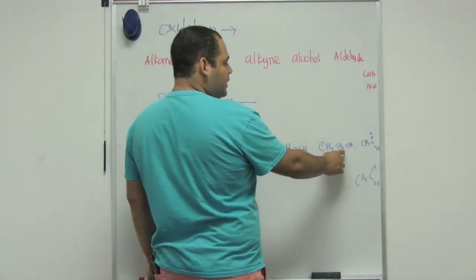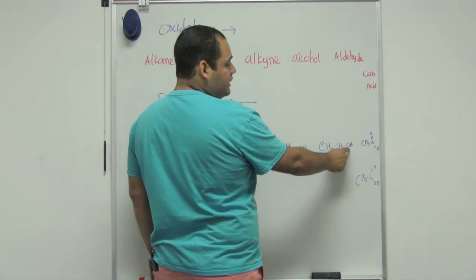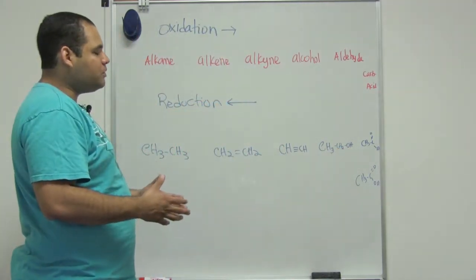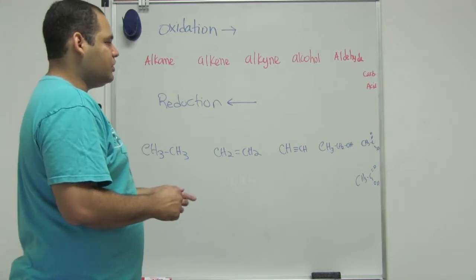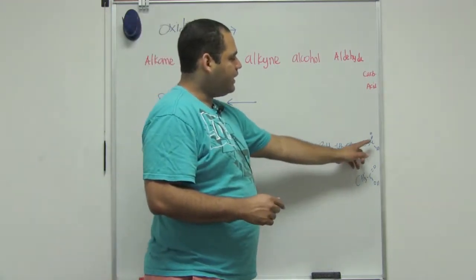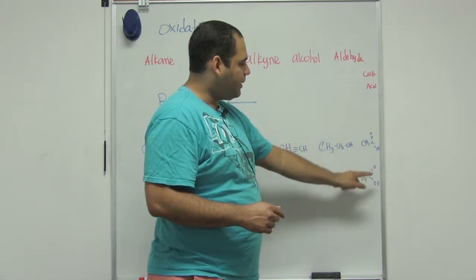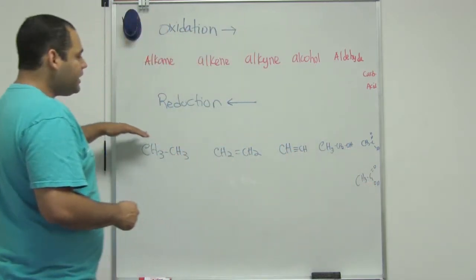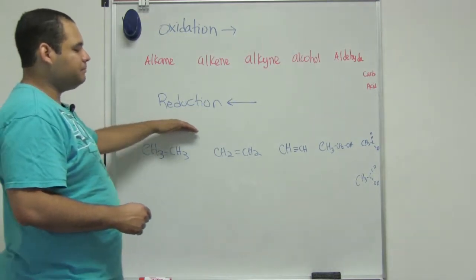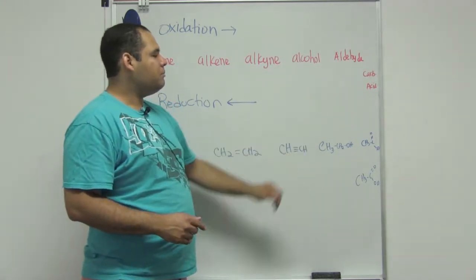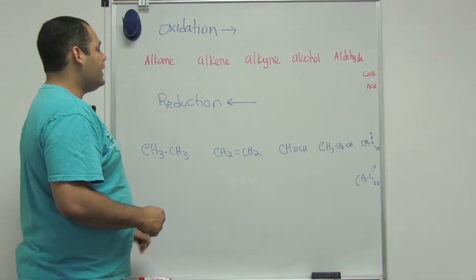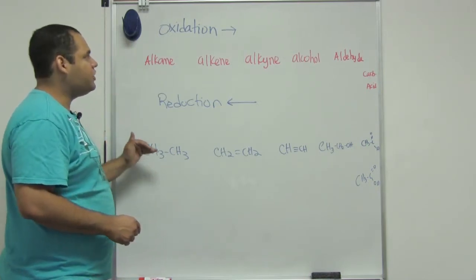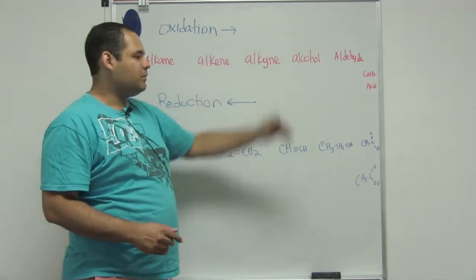And in this one here, we are now increasing the number of bonds between carbon and oxygen. So here we have 1, and here we have 2 bonds between carbon and oxygen. Here we have 2 plus 1, 3. So as we increase the number of bonds between carbon and oxygen, and as we decrease the bonds between carbon and hydrogen, we oxidize our molecule.